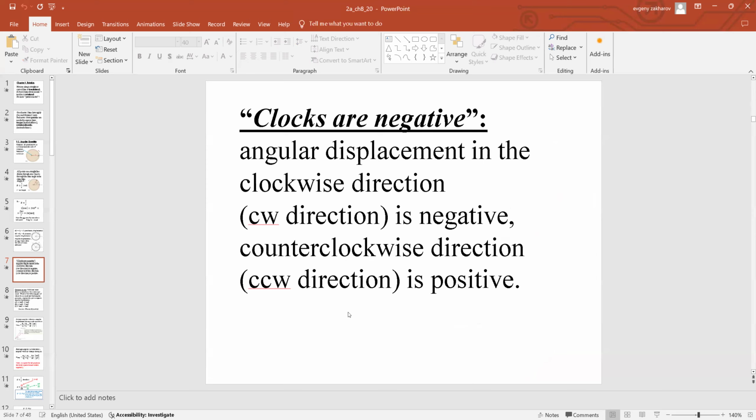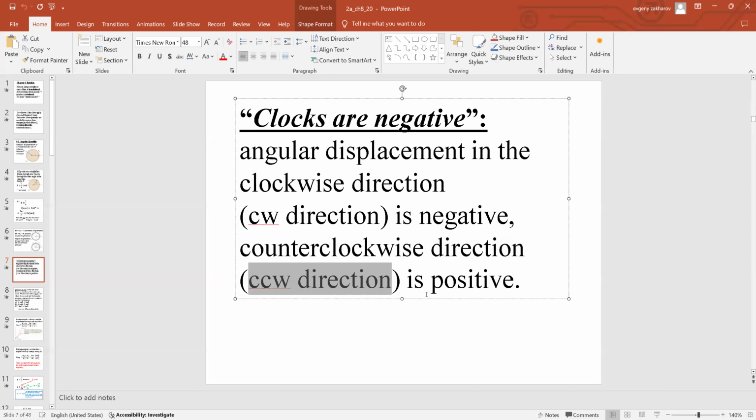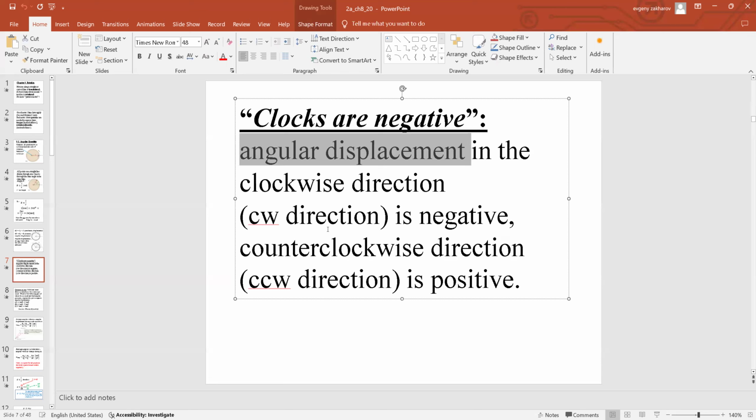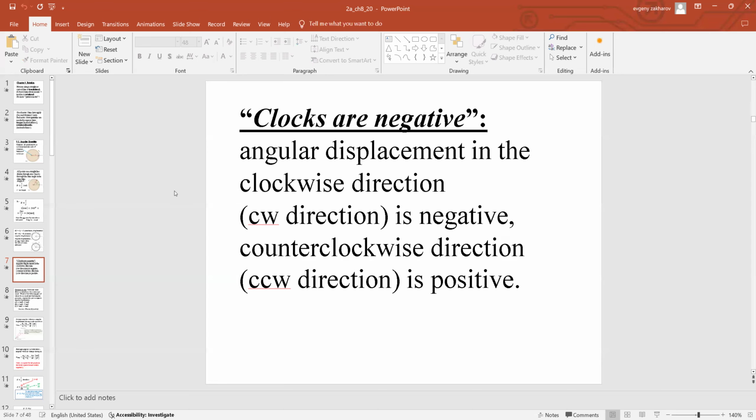So be careful with direction of rotation. Clockwise direction, CW, is negative, and CCW direction, counterclockwise, is positive. Why is it so? Well, it's just a convention, and for some reason, we don't like clocks. Clocks are negative. That's good not only for angular displacement, but also for other parameters that you see, the torque, the angular velocity. Any clockwise rotation is considered negative. Any counterclockwise is considered positive.